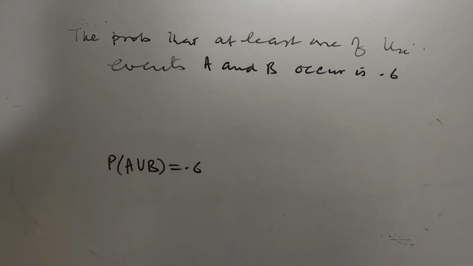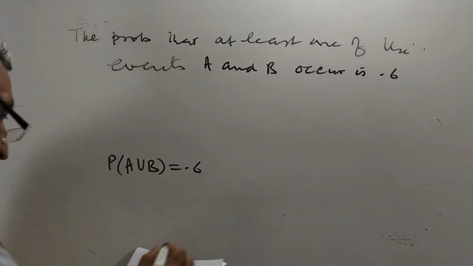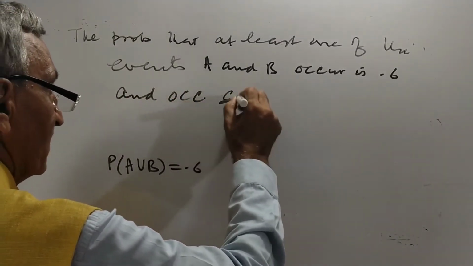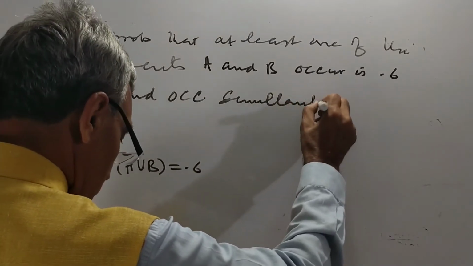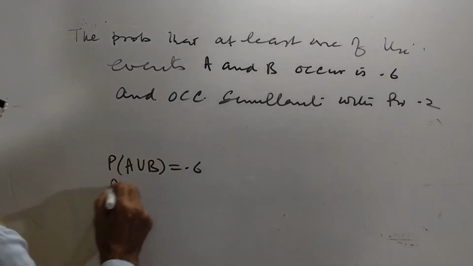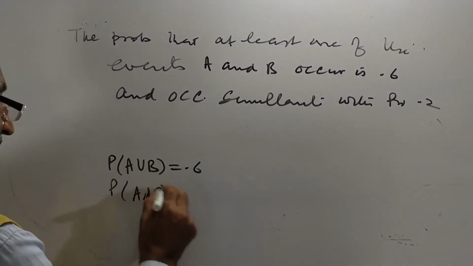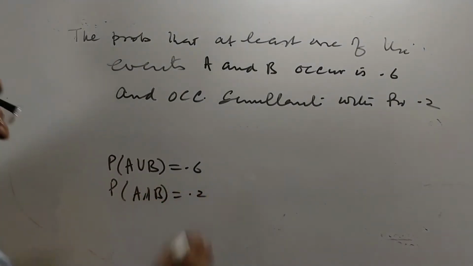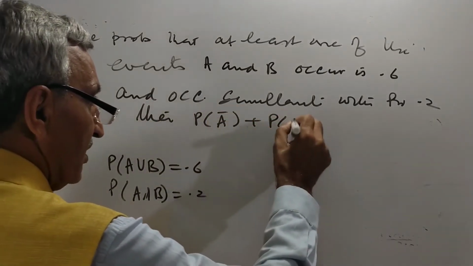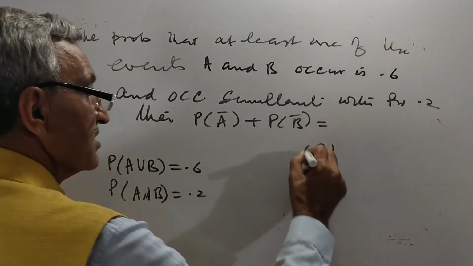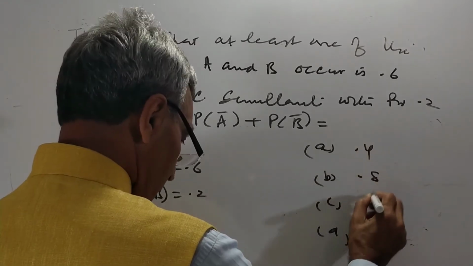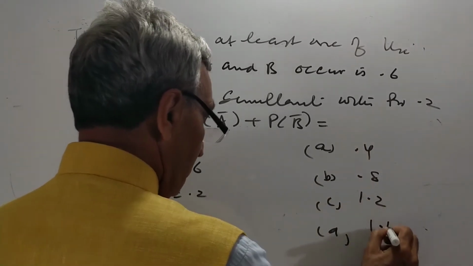And the probability that they occur simultaneously is 0.2, which means probability of A intersection B is equal to 0.2. Then it asks for the probability of A complement plus B complement. The choices are 0.4, 0.8, 0.1, 0.2 and 1.4.